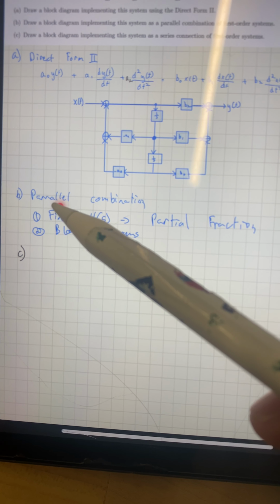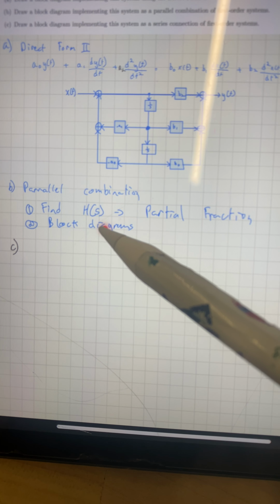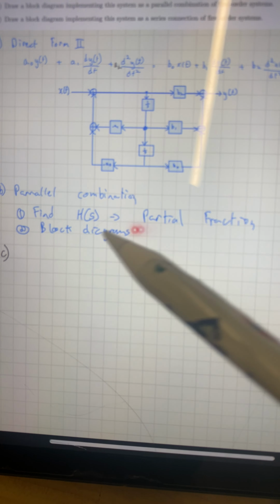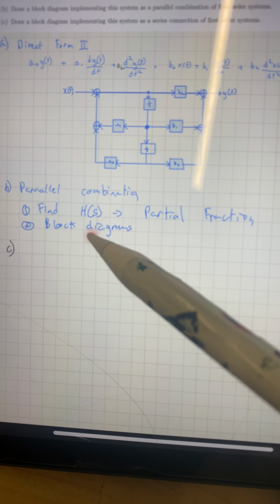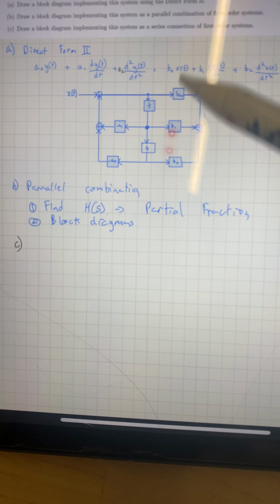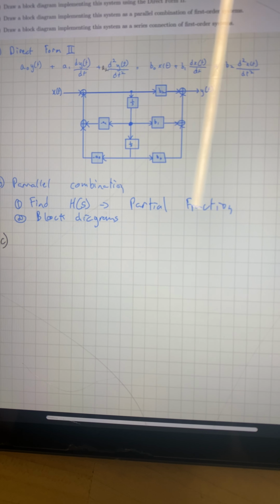For the parallel combination, we are going to be solving for H of s, which we're then going to break into partial fractions to be able to put into our block diagrams. And problem C is just a combination of all of our techniques that we did mainly in B to be able to solve for it. So let's get straight into it.